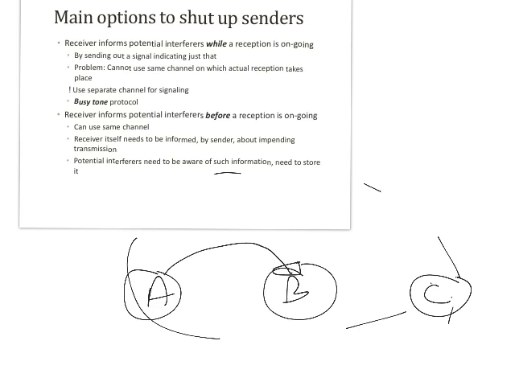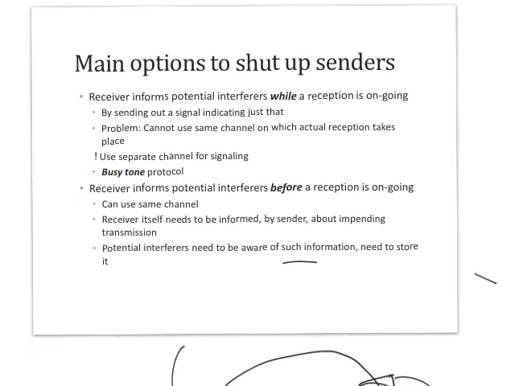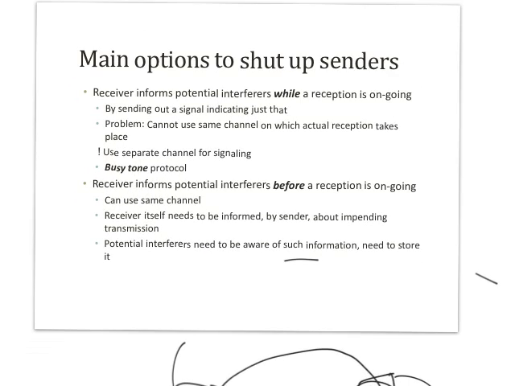So this could happen using two scenarios. The receiver, once it starts or while it starts receiving something, should right away inform others by sending out a signal indicating that it's receiving something. This means that B, once it starts receiving something, needs to send something. We call that a busy tone protocol.